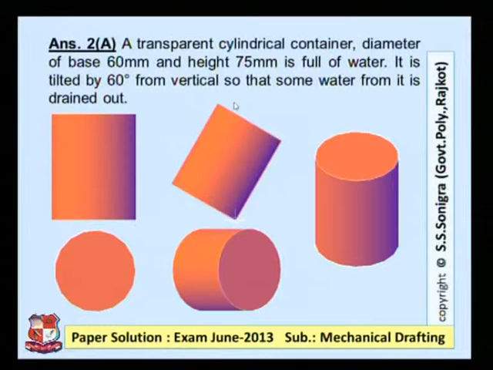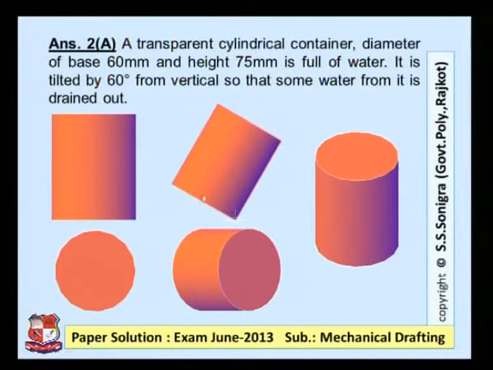This upper circular face would appear as an elliptical shape like this. This is the bottom face. Here a dotted line would be there, which is not shown in this solid. Now here it is full of water, and some of the water would be drained out.